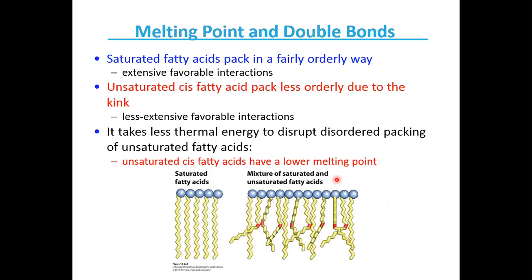Melting point and the double bond: saturated fatty acids pack in a fairly orderly way, with extensive favorable interactions. Unsaturated cis fatty acids pack less orderly due to the kinks, so there are less extensive favorable interactions. It takes less thermal energy to disrupt the disordered packing of unsaturated fatty acids. Unsaturated cis fatty acids have a lower melting point.